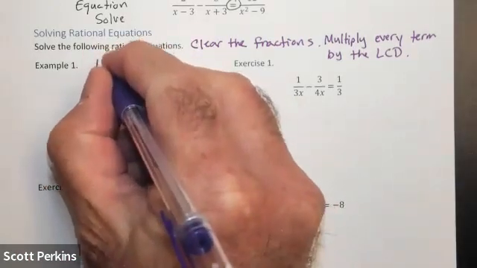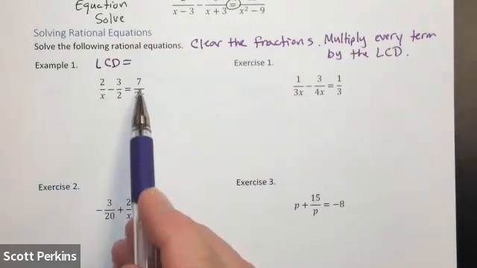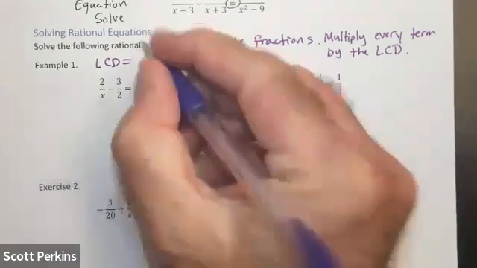So on this equation right here, I've got 2 over x, I've got 3 over 2, I've got 7 over 2x. What's going to be the least common denominator for this? What factors do I need? A 2 and an x.